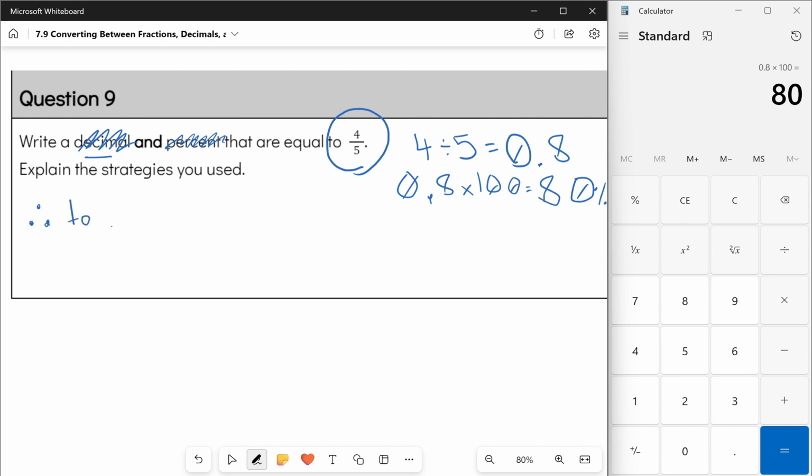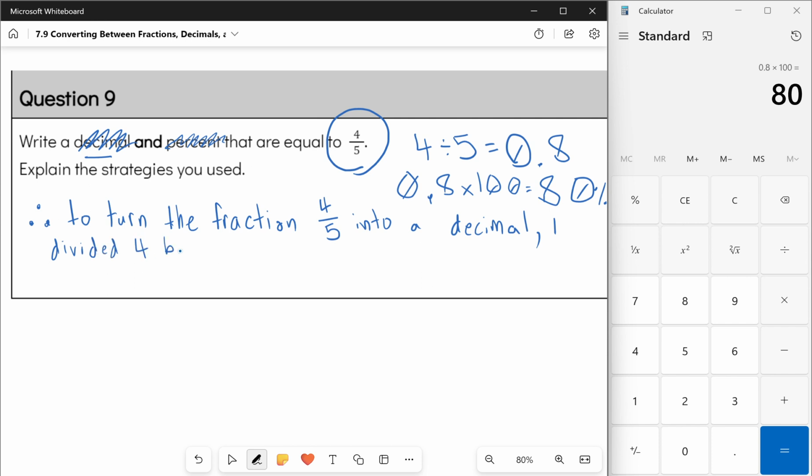Therefore, to turn the fraction 4/5 into a decimal, let me fix that, a little bit of a misspell, decimal, I divided 4 by 5. Our numerator by our denominator. 4 divided by 5 gave us 0.8.